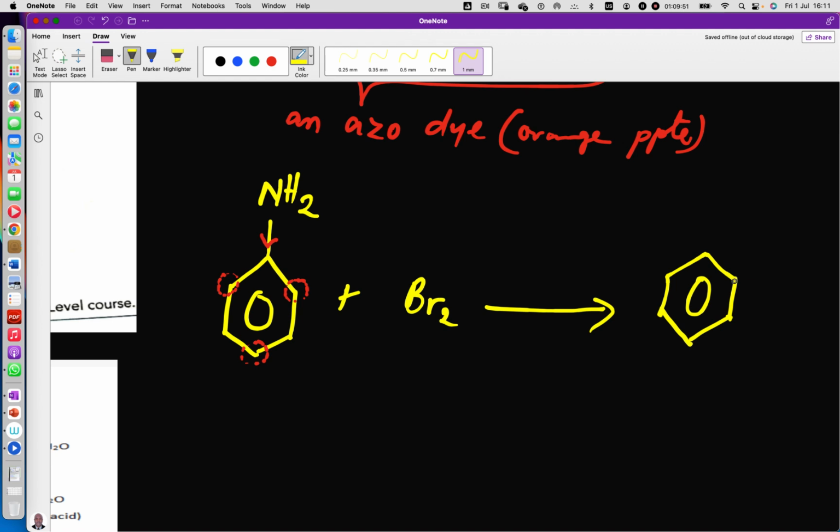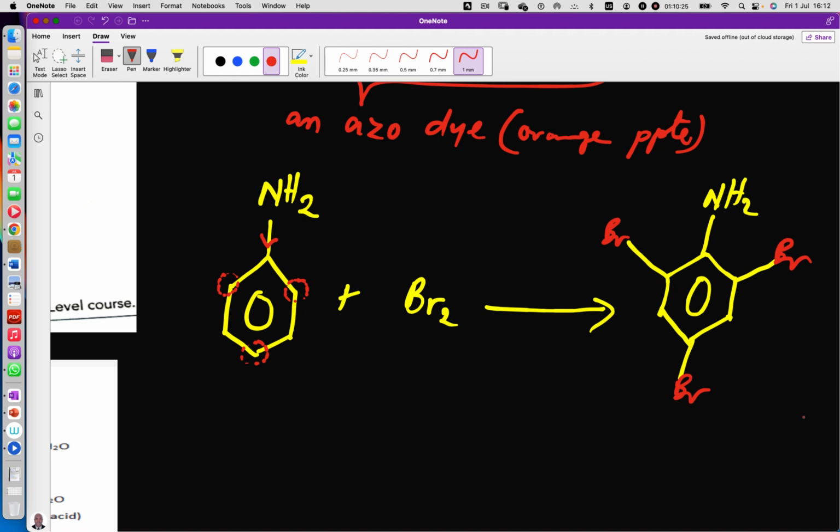We will have this. And we will have this. This is our bromine, and this is our bromine, and this is our bromine. So it now results in 3 bromines, plus the 3 hydrogens that have been substituted will go out.